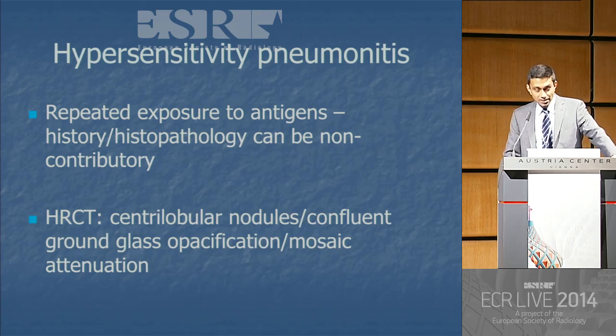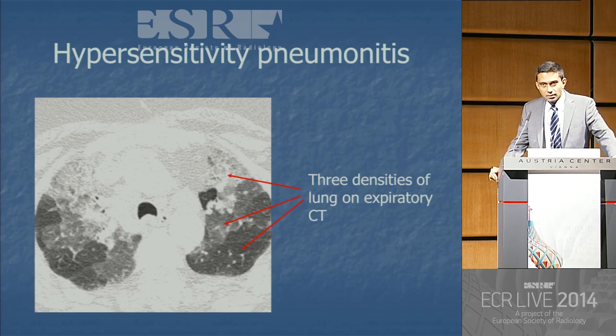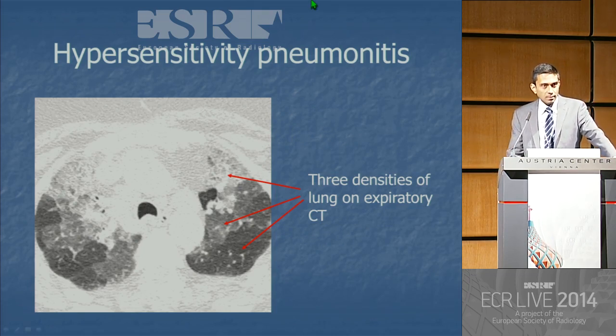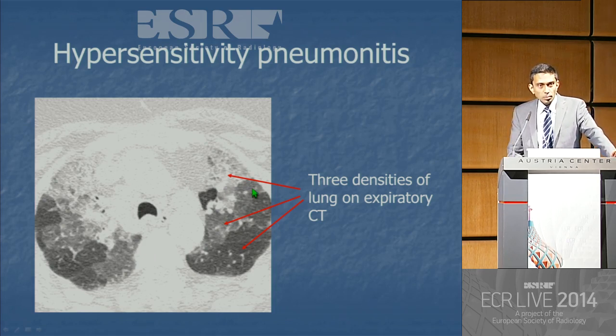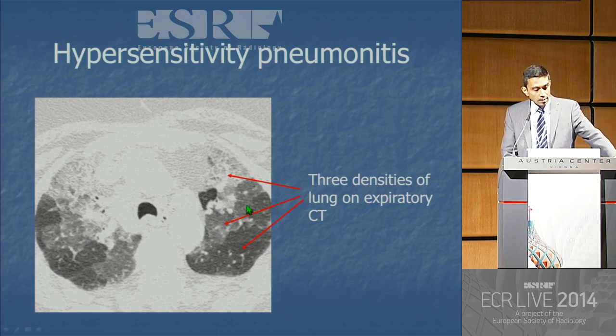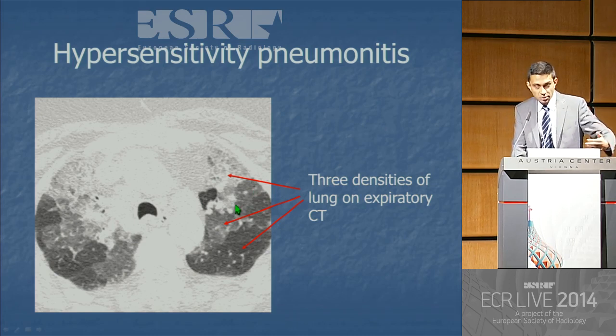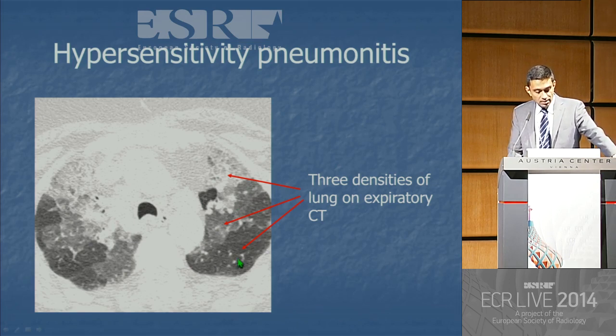The classical features are centrilobular ground glass nodules, confluent ground glass opacification, and a mosaic attenuation pattern. And on expiration, on expiratory CT, you can sometimes see this very classical appearance where you have three densities of lung in this particular slice on the same axial section. Increased density pathological ground glass opacification, normal density lung, if you like, or normal ground glass opacification, which has been produced as a result of expiration, and low-density lung, which is the air trapping, which remains low density on expiration.